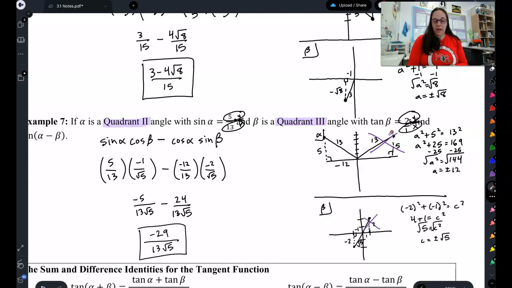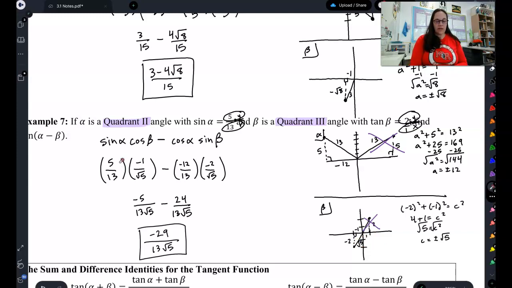Same thing with beta. I know tangent is y over x. So this spot has a y value of 2 and an x value of 1. But this also has the same tangent value because -2 over -1 would give me the same tangent value of +2. And because we know it's a quadrant 3 angle, I know that I actually want that one. So I did Pythagorean's theorem to find my hypotenuse, my radius, and then I just filled them in.